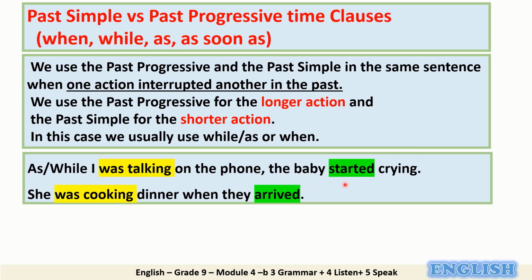Started is the shorter action. We used past simple because it interrupted the longer action, was talking on the phone. The next one, she was cooking dinner when they arrived. Arrived, the shorter action. We used past simple. The longer action was cooking. Arrived interrupted the cooking.